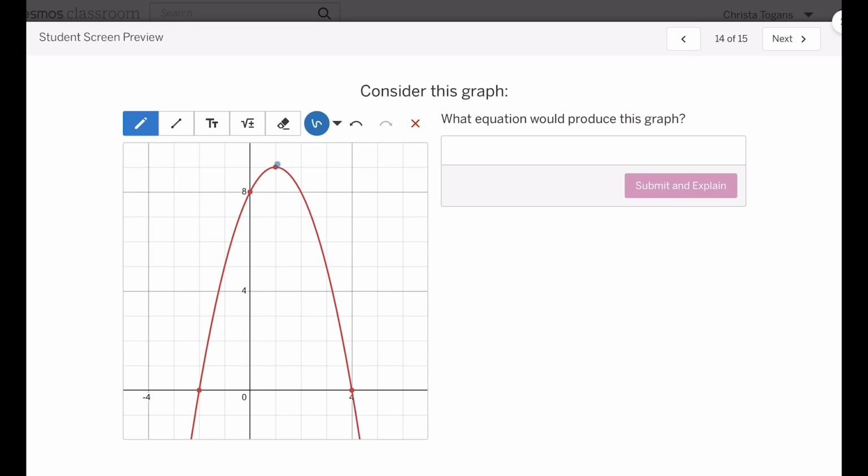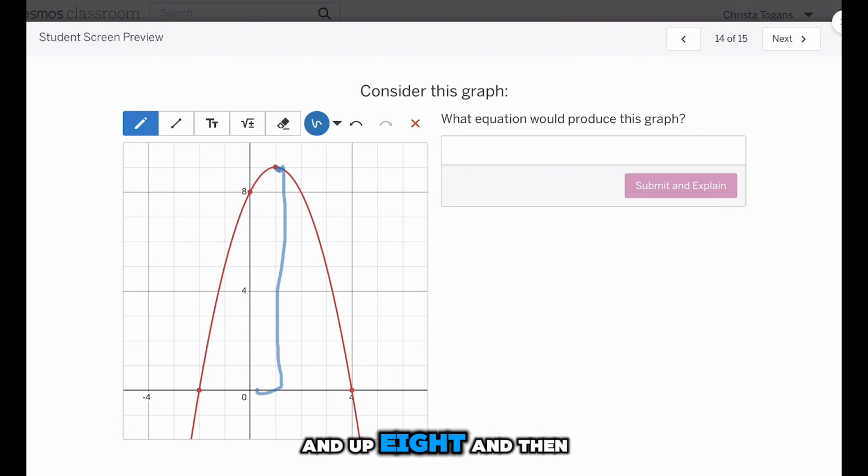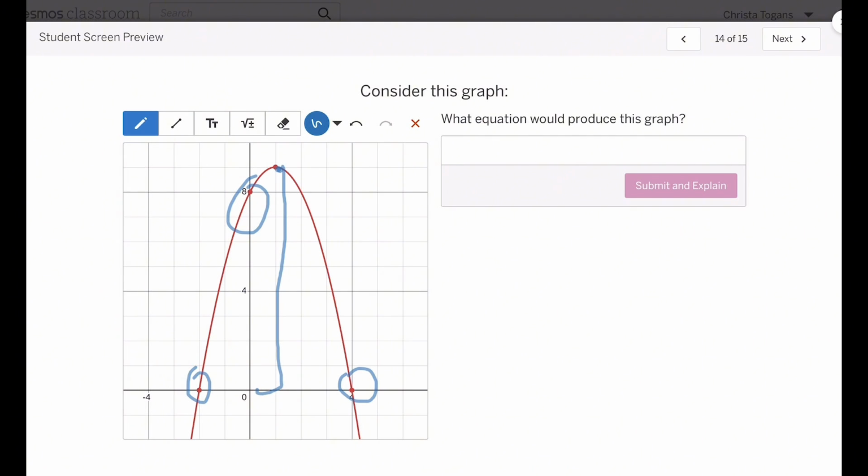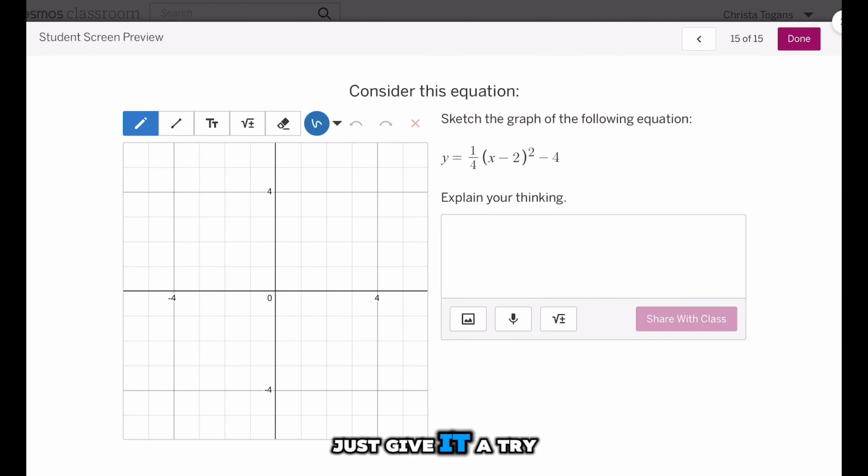Again, oops. Did it purposely do that to me? Well, you can see where it is. So you go over 1 and up 8. And then you can see what that one is, where those are. And then the y-intercept is there. Okay? Just give it a try.